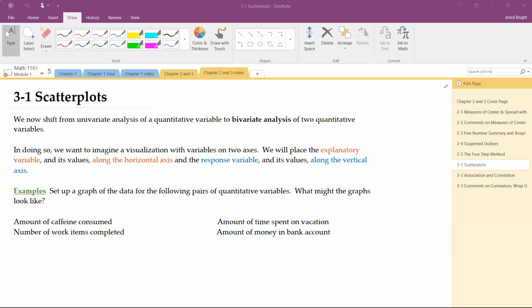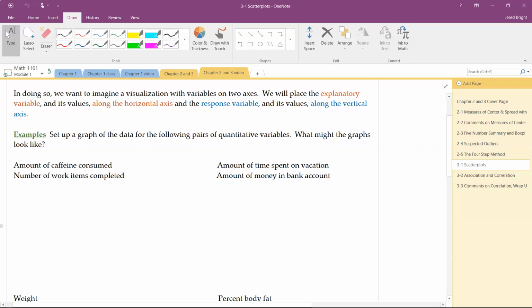Now imagine we're working with two quantitative variables, and we want to create a visualization. Consequently, because we have two variables, we will have two axes. We're going to place the explanatory variable, or the independent variable, along the horizontal axis, and the response variable, or dependent variable, along the vertical axis.